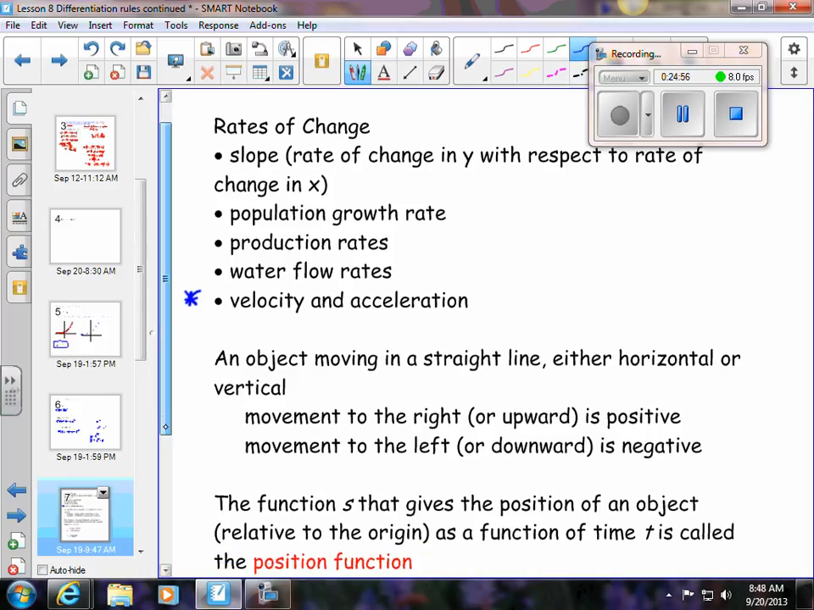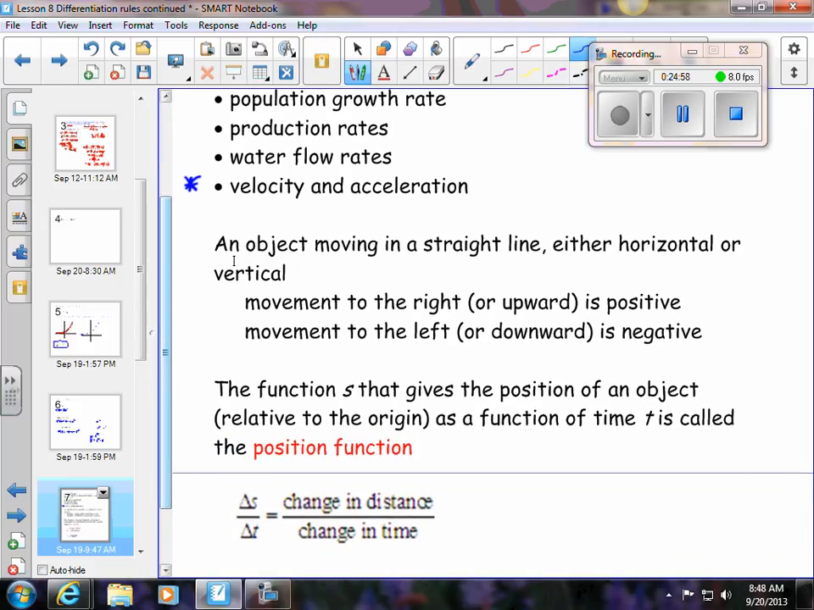So this next example that we'll get to will be about velocity and acceleration. An object moving in a straight line, either horizontal or vertical.